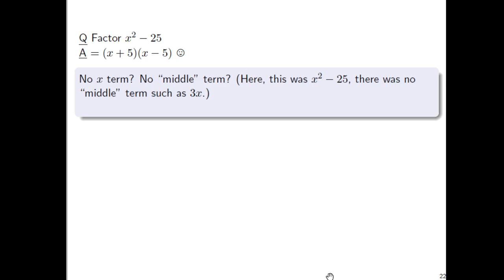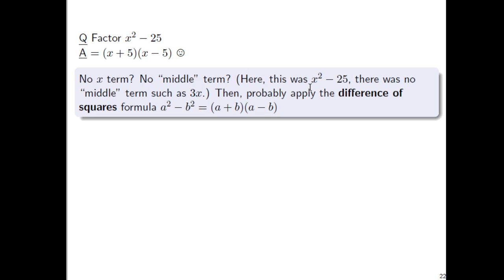So let's factor x squared minus 25. This fits that difference of squares formula, so we'll have x plus 5 times x minus 5. Here's the thing: if you have no x term, not like the previous one, where there would be an x squared plus 5x plus 6, but there's no 5x term here, so there's no middle term, then you probably are going to apply the difference of squares formula.